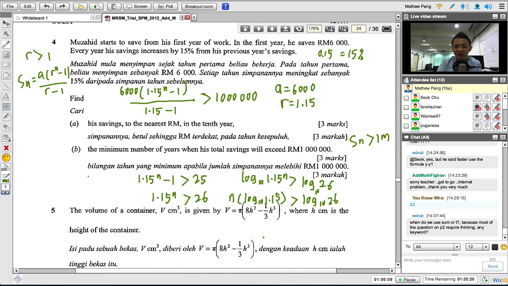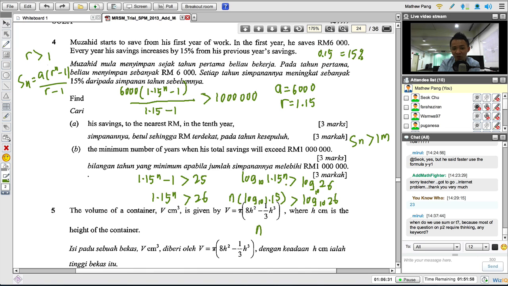So if you want to find n, something you must be careful about is to check whether log 1.15 is positive or negative. Because if it is a negative value, when you move it to the other side, the inequality symbol, you have to change side. Alright, so I press log 1.15, and it should be positive. This one, okay, is positive 0.06.